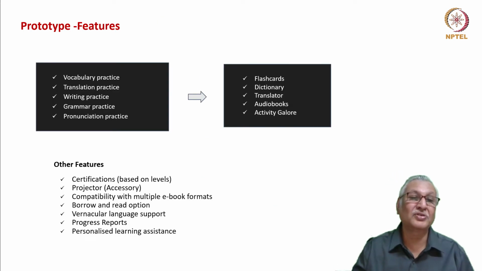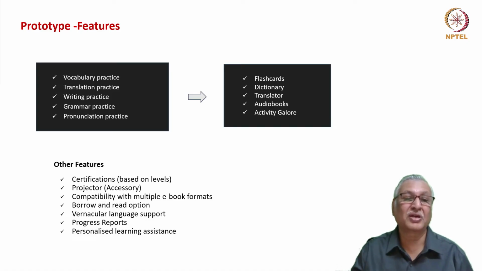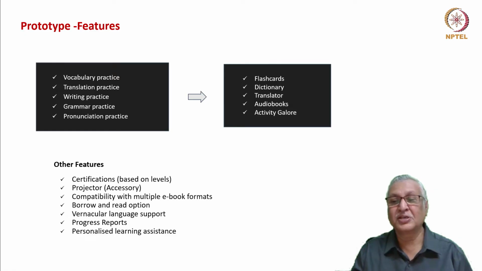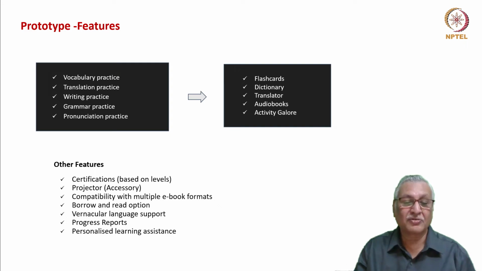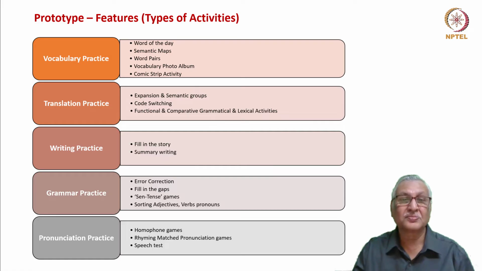So the prototype features are vocabulary practice, translation practice, writing practice, grammar practice and pronunciation practice. And these are supported by flashcards, dictionary, translator, audiobooks and several activities. And what are the other features? Certifications based on levels, accessories such as a projector, compatibility with multiple ebook formats, borrow and read option, vernacular language support, progress reports and personalized learning assistance.